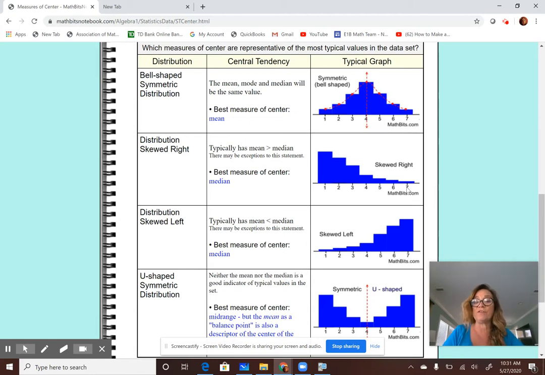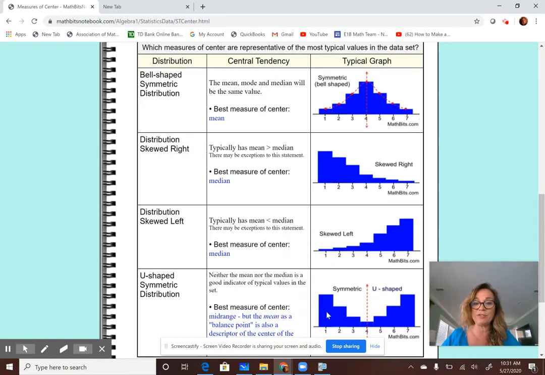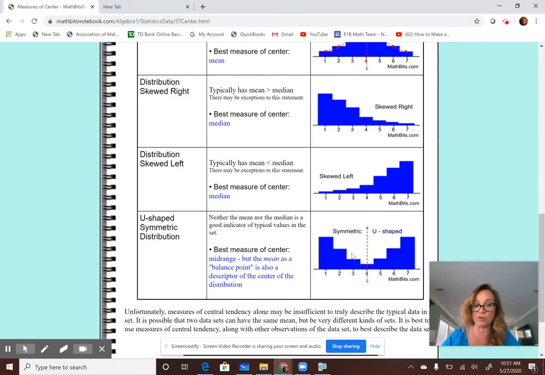Okay? So for the next one, we call that skewed left because if I wanted to center it, I would have to pull it to the left. And now they have this one that's symmetric, but it's U-shaped, and they're talking about using a mid-range. I would just ignore that. That's a little higher than what we talk about.